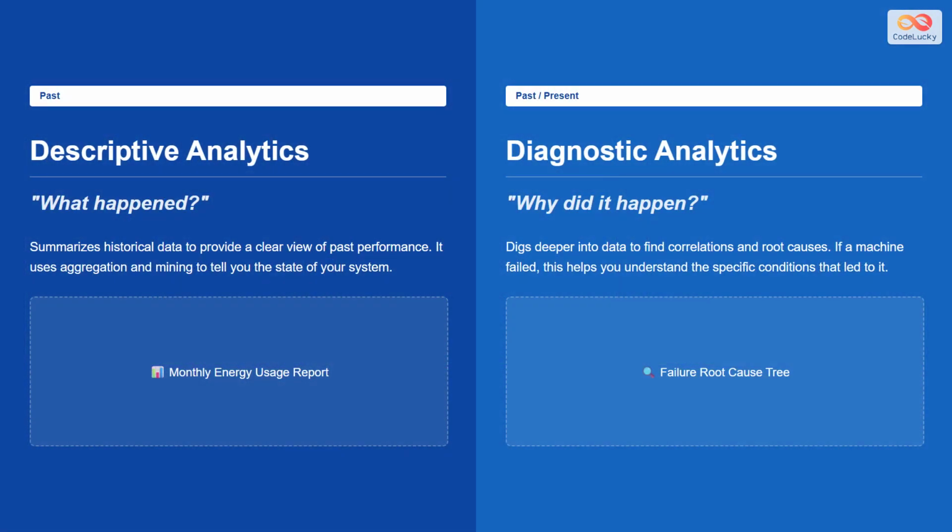Now let us look at the analytics techniques. Descriptive analytics looks at the past to answer the question, what happened? It summarizes history. Diagnostic analytics goes a step further to answer, why did it happen? If a machine failed, this technique helps you find the root cause and the specific conditions that led to it.